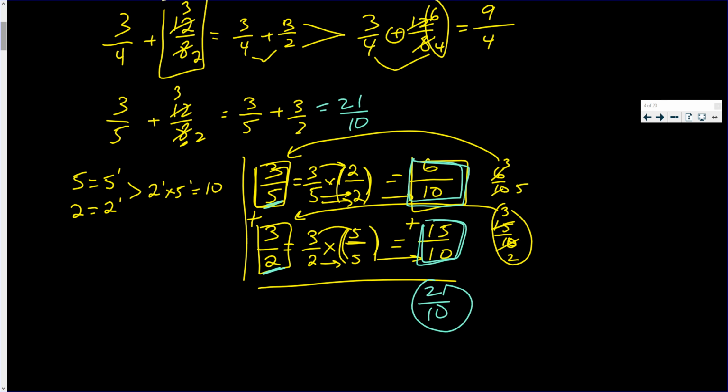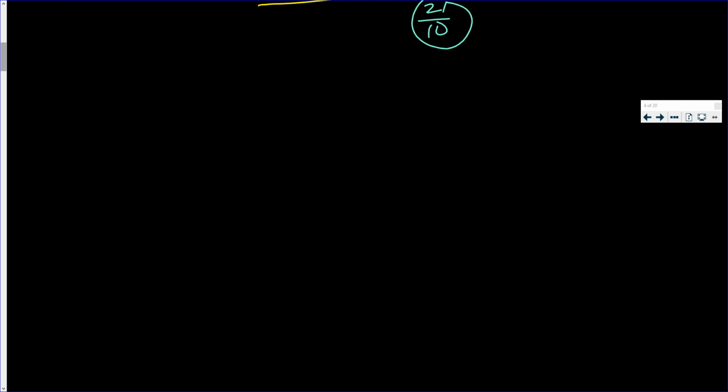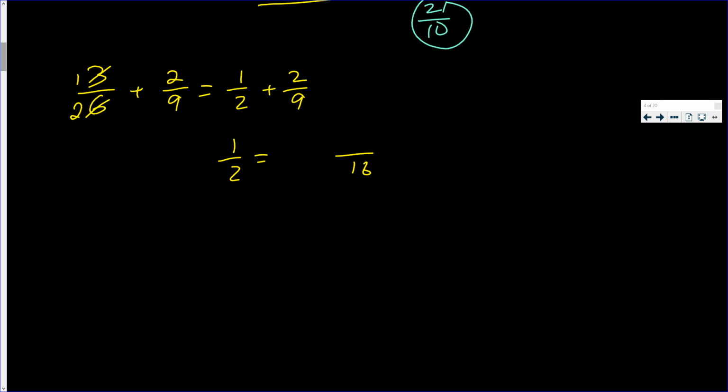Let us try another one. Suppose you were to add 3 over 6 to 2/9. Now, 3 and 6, they have a common divisor, 3. That is, this is the same as adding 1/2 and 2/9. And the LCD is 18.